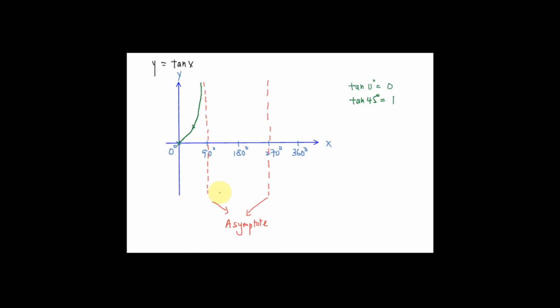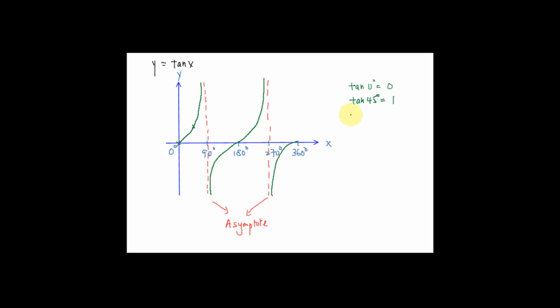Now I will show you how to draw one complete cycle of tangent x from x equal to 90 degrees all the way to 270 degrees. You start from negative infinity, approaching 0 here, and from 0 approaching positive infinity. So this is one complete cycle of tangent x. Here we have half of the complete cycle. That is the pattern of tangent x from 0 to 360 degrees.